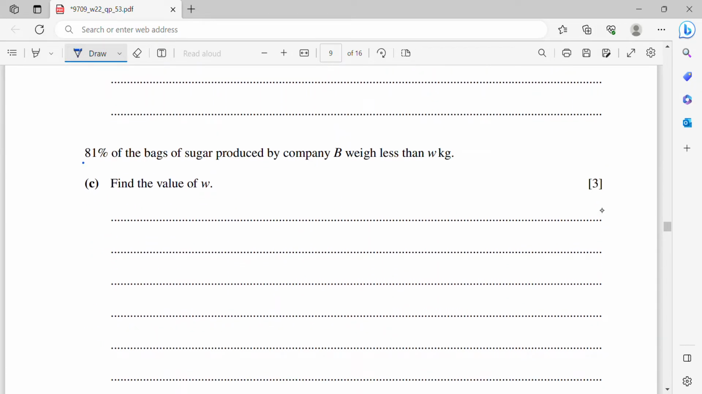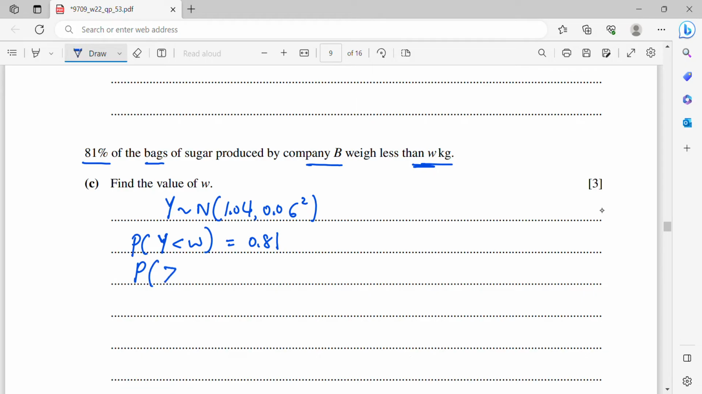Now, 81% of the bags of sugar produced by the company weigh less than W kg. So find the value of W. So now I will rewrite my Y. I don't want to write my X because my X is the number of bags. My Y is the weight. So it will be 1.04, then 0.06 squared. Now I mentioned that it is less than W kg. So P(Y less than W) is 81%, so 0.81. And then now we need to find what is the W value.